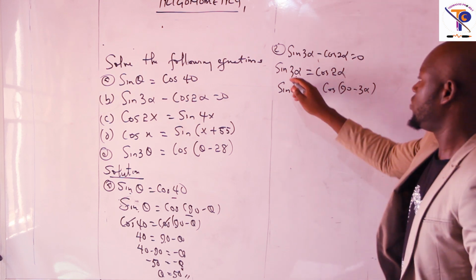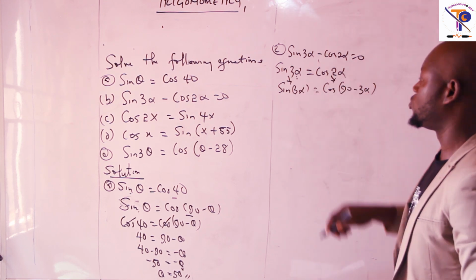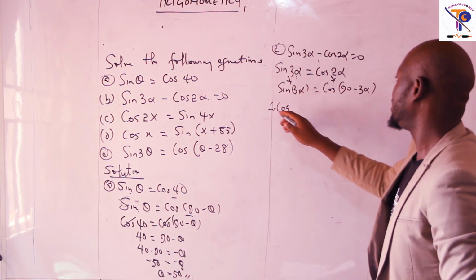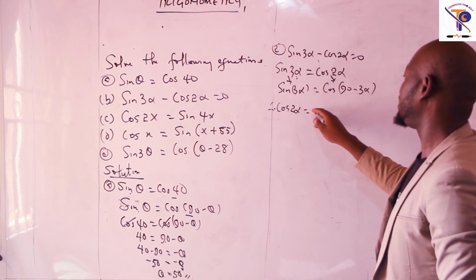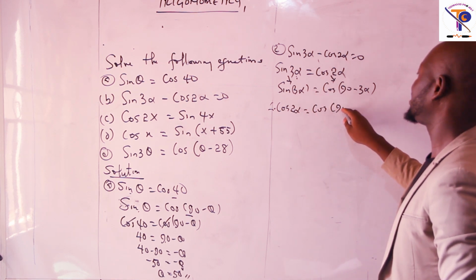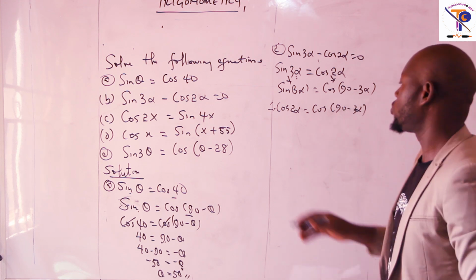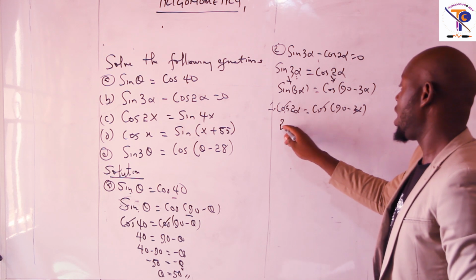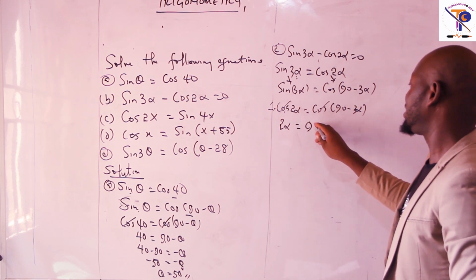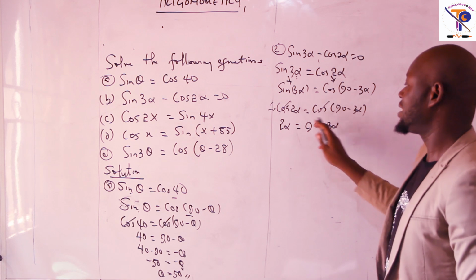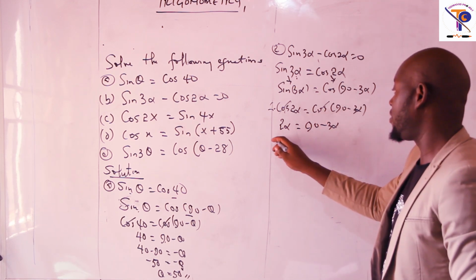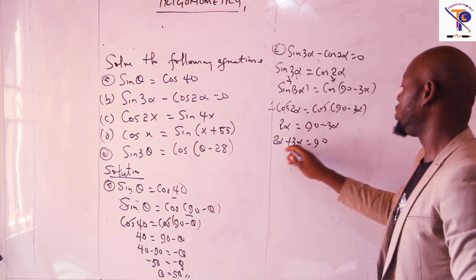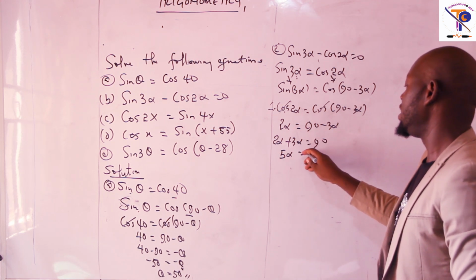So if I can relate this one to this side, therefore I have cos 2 alpha is equal to cos 90 minus 3 alpha. So I have cos and cos, so the intention is to have it out. So I have 2 alpha is equal to 90 minus 3 alpha. I can send this one to this side, so I will have 2 alpha plus 3 alpha is equal to 90. So this will be 5 alpha equals 90.